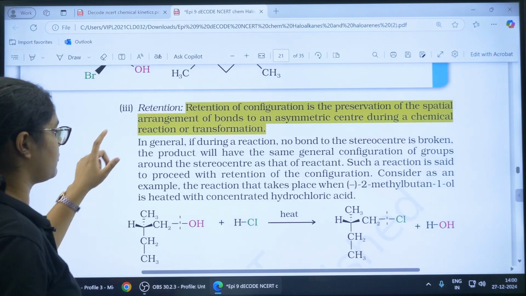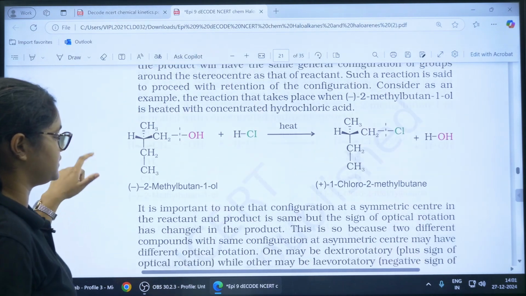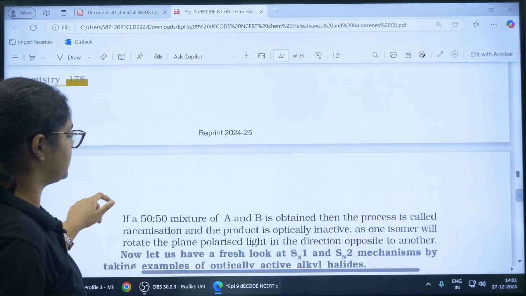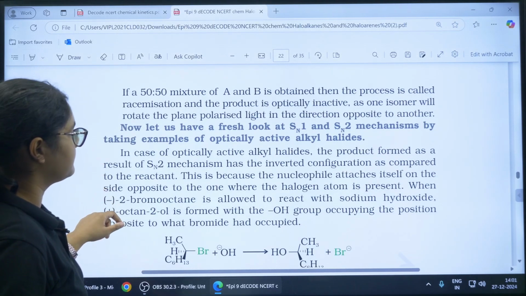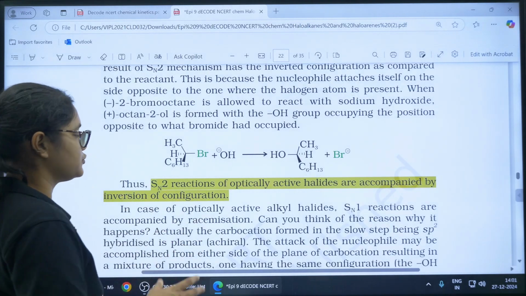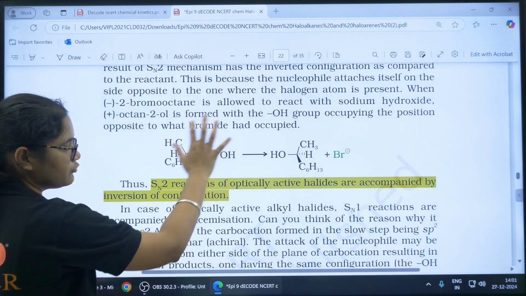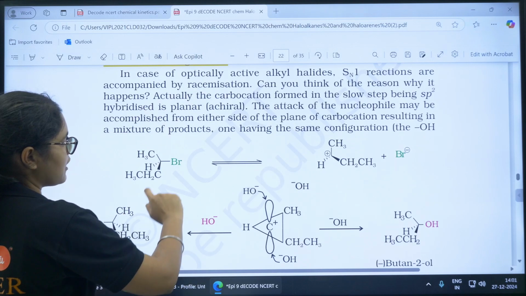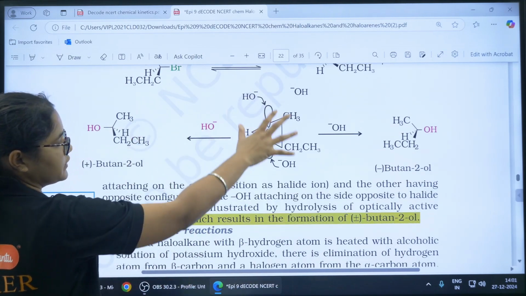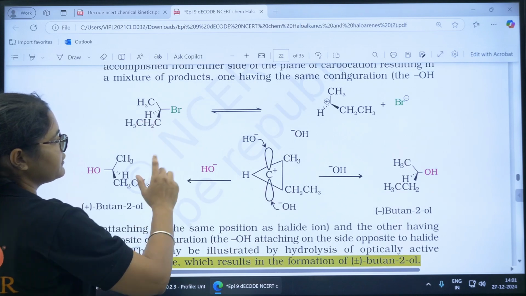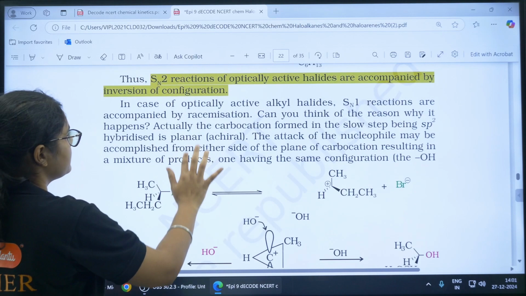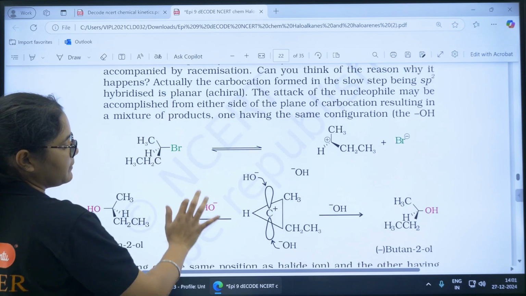All in-text questions are important. Then what is retention? The definition is here. Then what is inversion? So SN2 mechanisms, how does it show inversion, that you should be seeing here. And next is how the SN1 reaction shows racemization, that should be shown here. So this is the example for racemization of the SN1 reaction, and that is this first one. These examples and diagrams you should prepare very well.